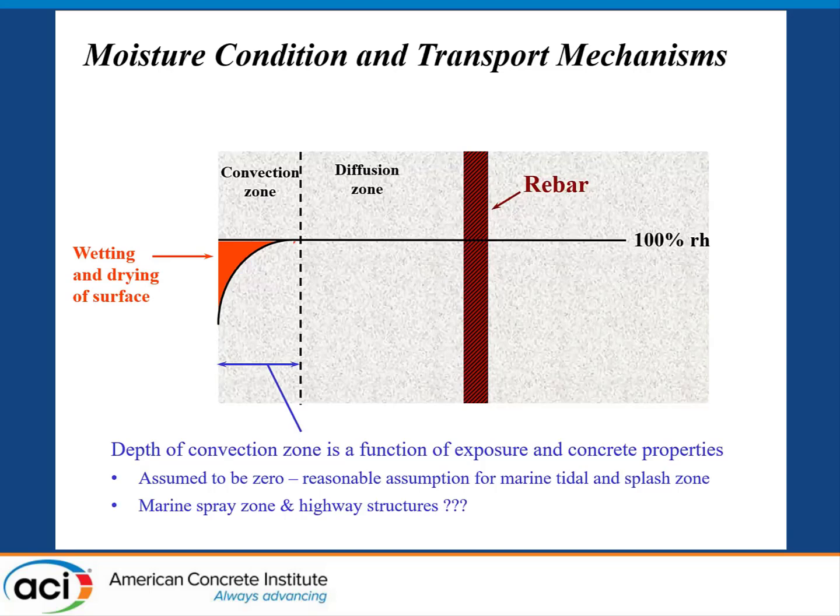For modeling in a marine environment, we believe it is close enough to assume that the convection zone plays little part in the transportation of chlorides, especially for things in the tidal zone, which get saturated twice a day, 6 hours twice a day. So there really isn't much impact for convection. Of course, as you move up a column in a marine zone and get up into the splash zone, the convection zone will become more important, as it will also for highway structures.